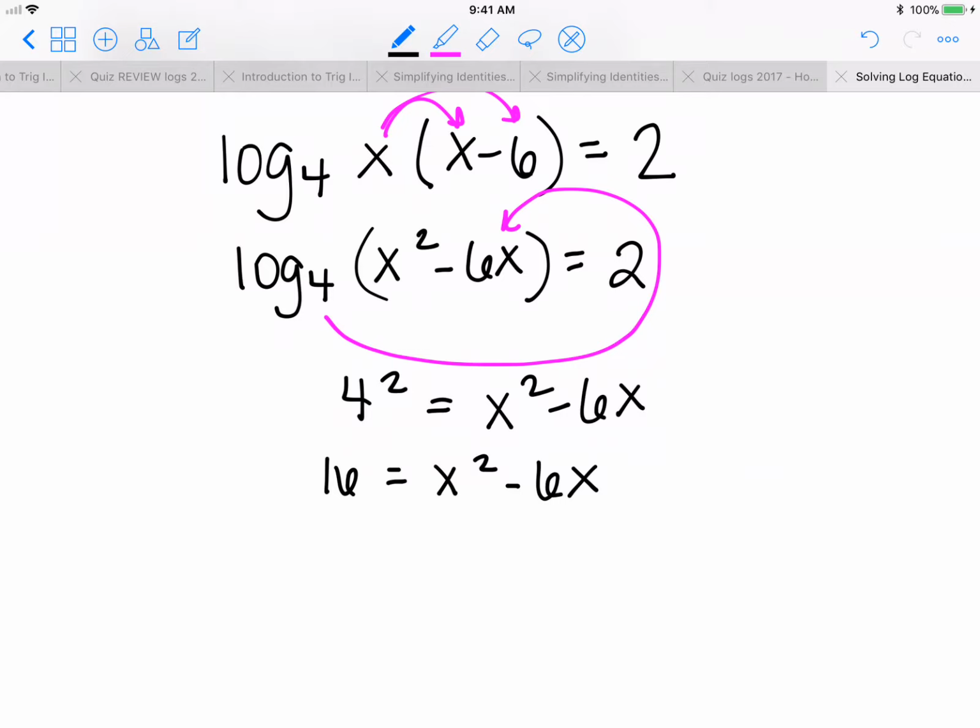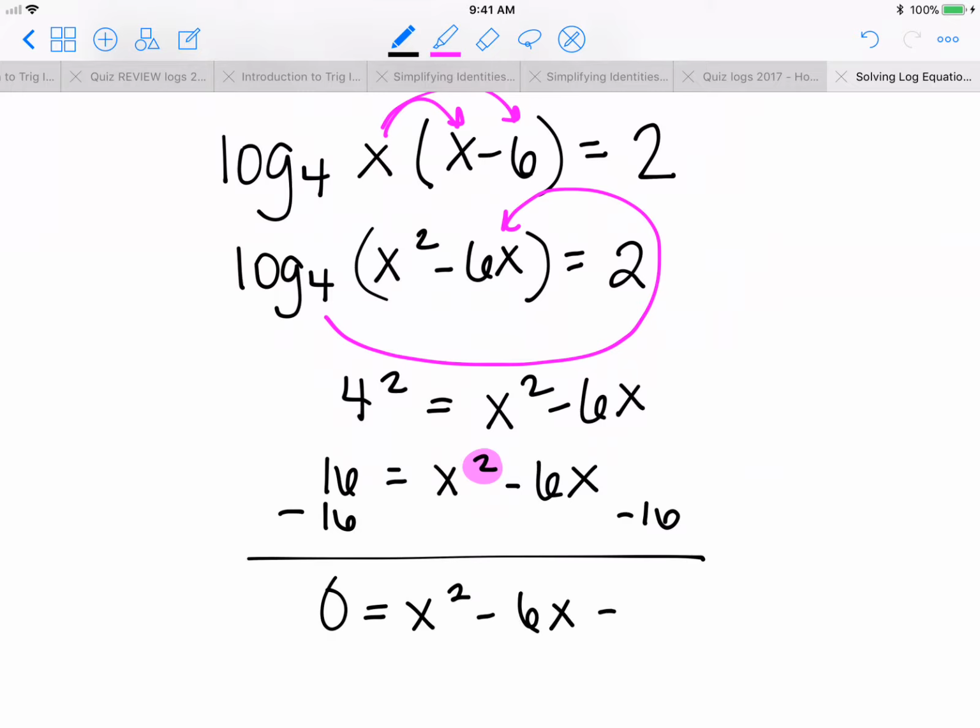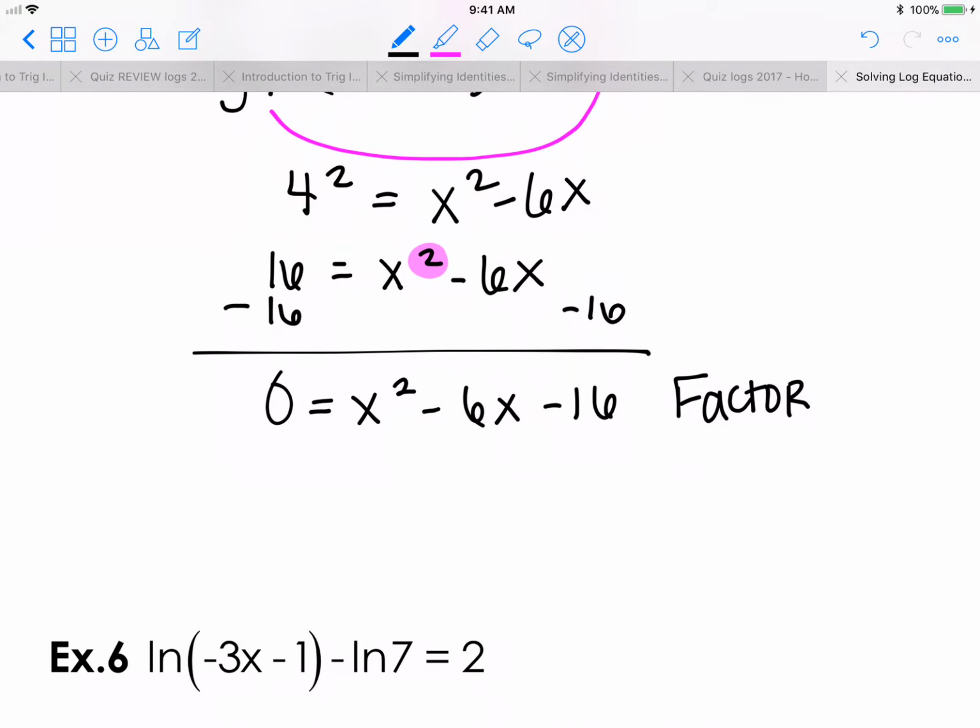So the next step that we can do here is we've got to solve this, and we have a quadratic. So what we need to think of is quadratic. We need to think of maybe factoring, setting it equal to one side. So let's do that. Let's move our 16 over. So then we're going to have 0 equals x squared minus 6x minus 16. Now we need to think factor. Okay, so let's factor this.